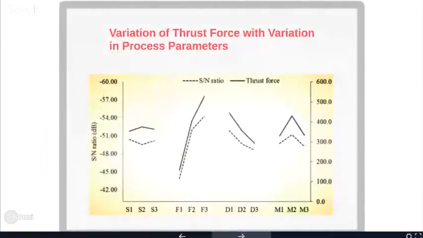And we find out the variation of the thrust force with respect to the speed. It shows that it is almost constant, and with respect to feed, there is a considerable increase. With drill point geometry, there is a decrease in the thrust force, and with respect to the reinforcement size, it is first increasing then decreasing, right? These are some of the observations from this.